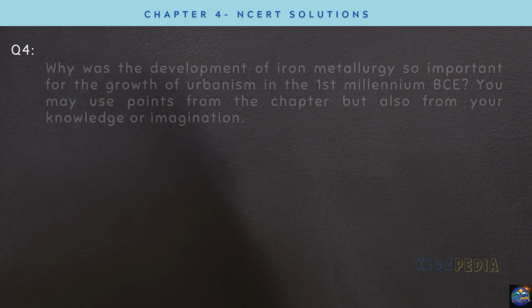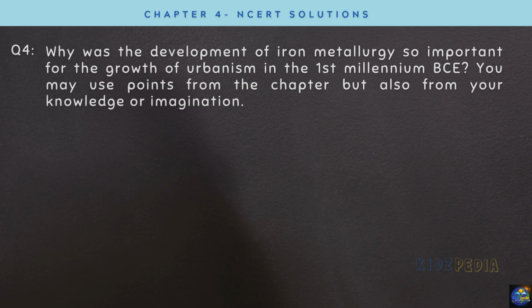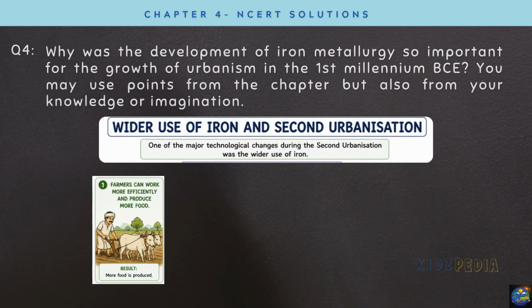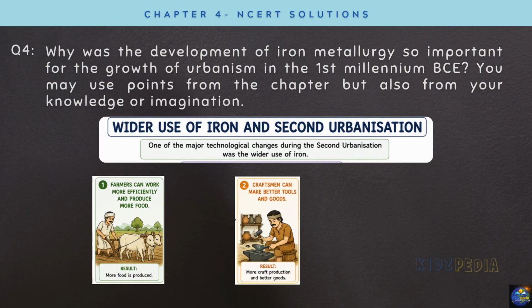Next question. Why was the development of iron metallurgy so important for the growth of urbanism in the first millennium BCE? You may use points from the chapter but also from your knowledge or imagination. The chapter tells us that urbanization does not happen without technology. During the second urbanization, the most important technological change was the widespread use of iron. Iron tools helped farmers cultivate larger areas of land and produce more food. With more food available, more people could be supported and towns and cities could grow.